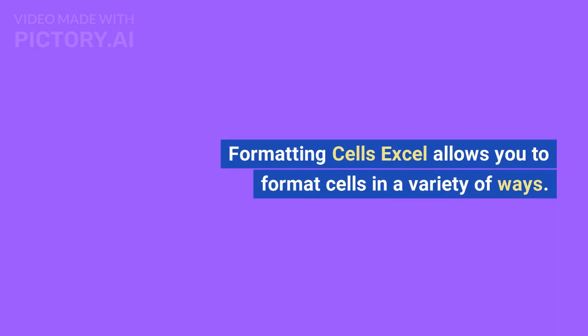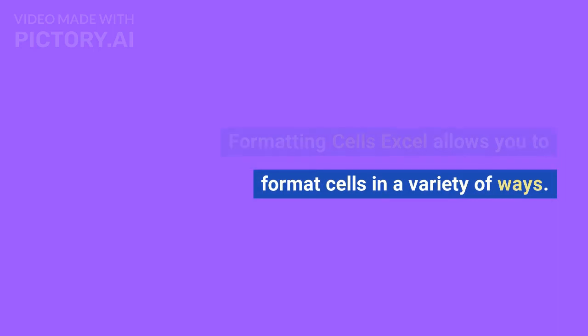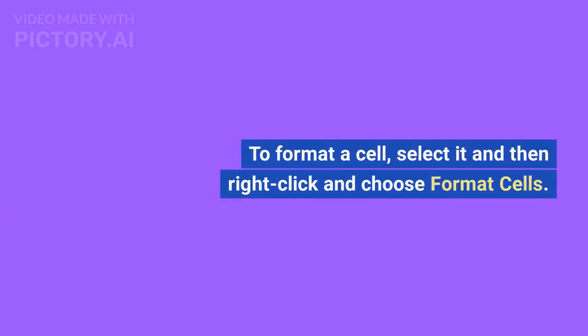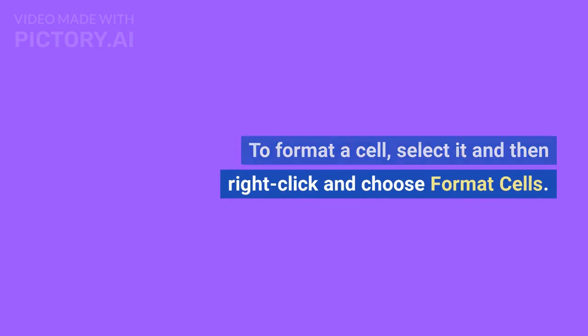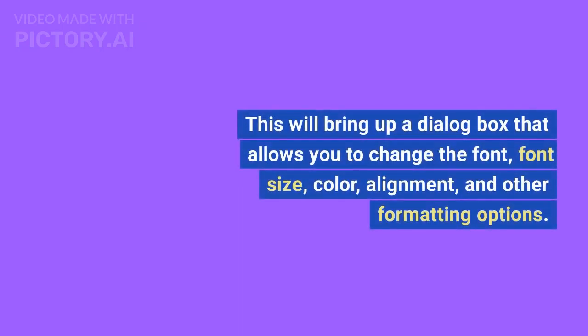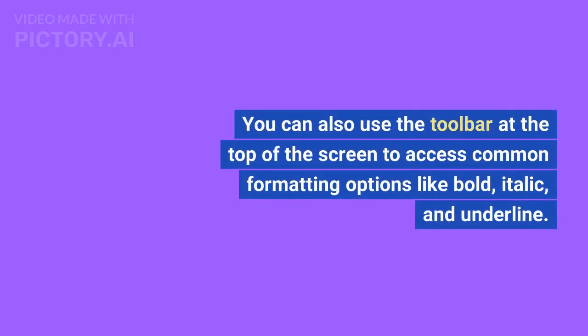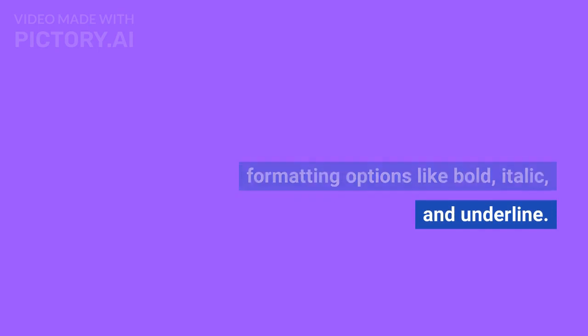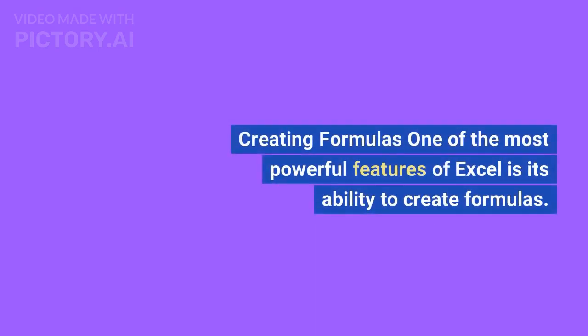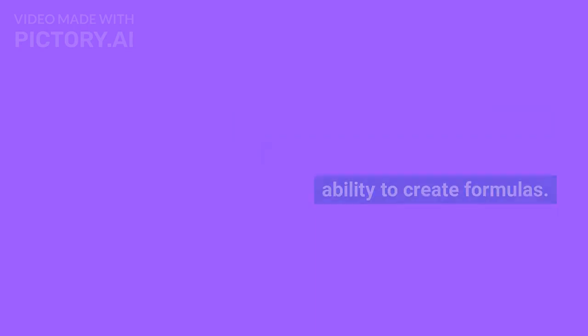Formatting cells: Excel allows you to format cells in a variety of ways. To format a cell, select it and then right-click and choose Format Cells. This will bring up a dialog box that allows you to change the font, font size, color, alignment, and other formatting options. You can also use the toolbar at the top of the screen to access common formatting options like bold, italic, and underline.